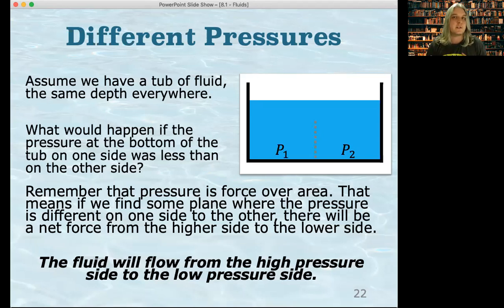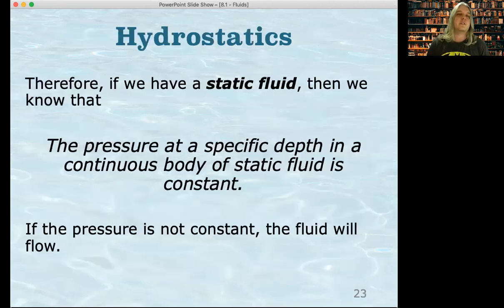And because pressure is a force over an area, if that line through the tub has the same area either side, because the tub's consistent, that would mean that we have a greater force on one side than the other, and that imaginary plane would move. Of course, that imaginary plane is actually the fluid in between. And so what happens is that if the pressure is different at points 1 and 2 on this diagram, we would get fluid flow. It would flow from the high pressure side to the low pressure side. So that's what would happen if we had different pressures.